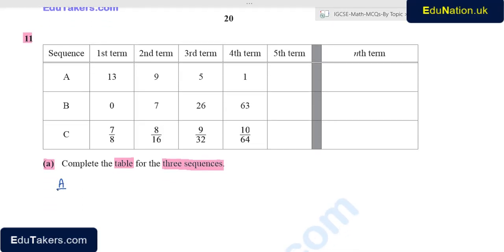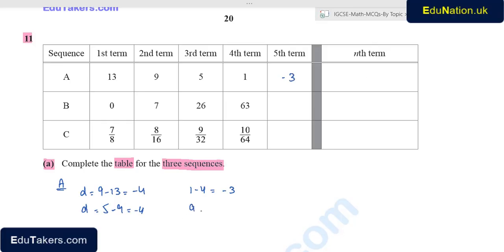For sequence A, the difference is 9 minus 13 equals minus 4. Similarly, 5 minus 9 equals minus 4. 1 minus 5 equals minus 4. So its fifth term will be 1 minus 4 equals minus 3. This will be minus 3.